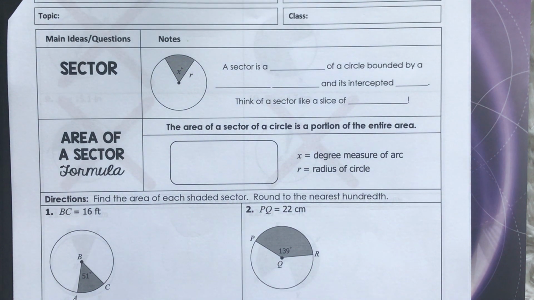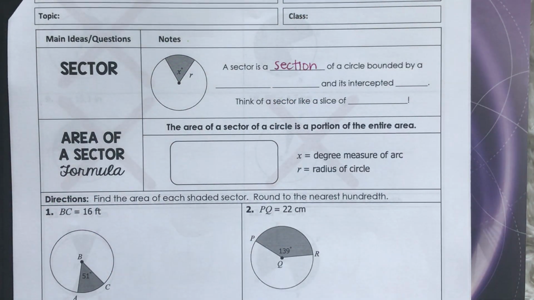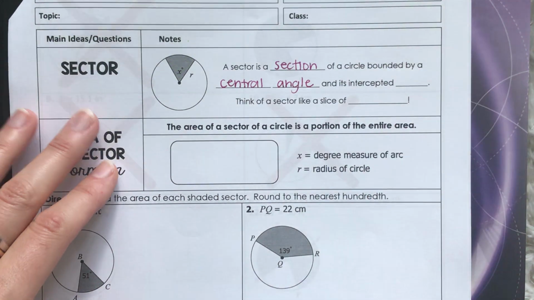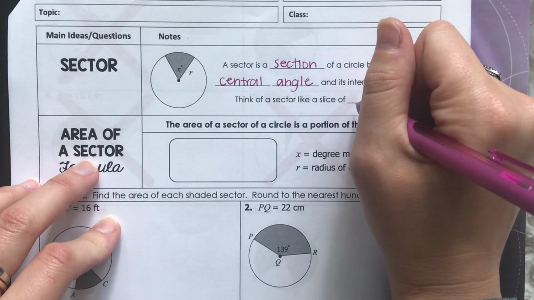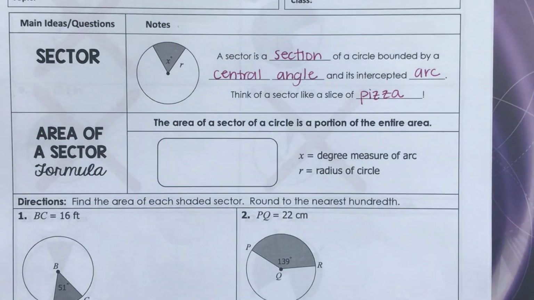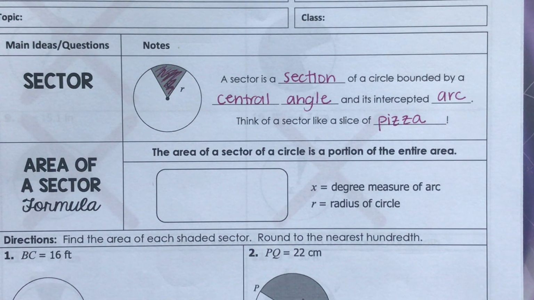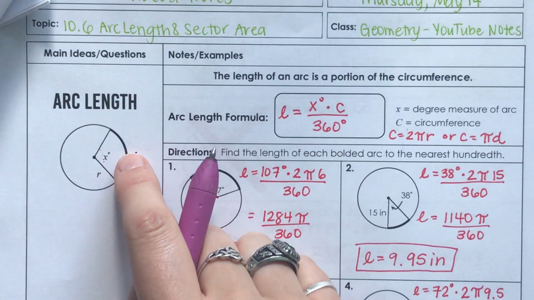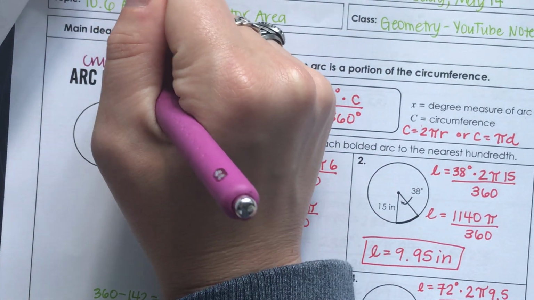A sector of a circle is a section bounded by a central angle and its intercepted arc. So think of a sector like a slice of pizza. Okay? Sector area means if this whole thing was a pizza and the section that I want to eat is this area on the inside, that slice of pizza, that's a sector area. You can think about arc length that we just did as like the length of the crust around the pizza. So the arc length is the crust on the pizza, right?